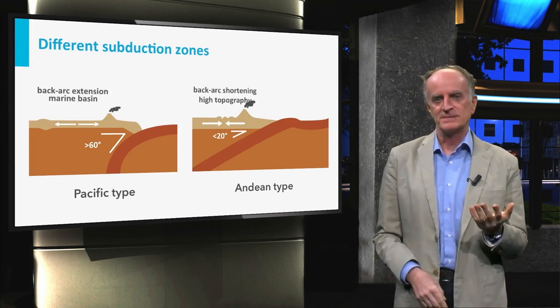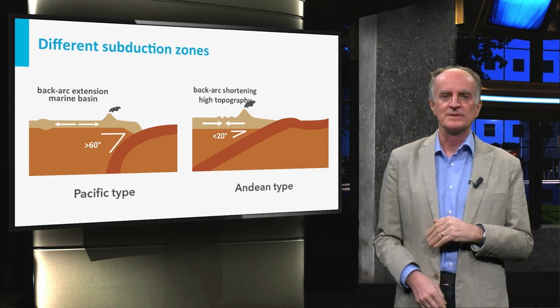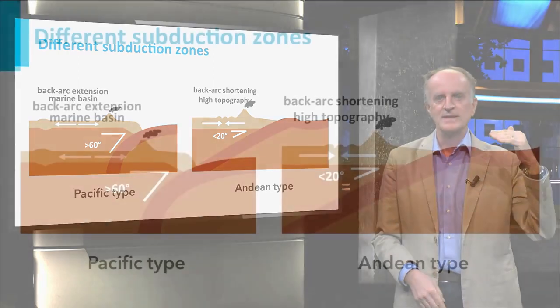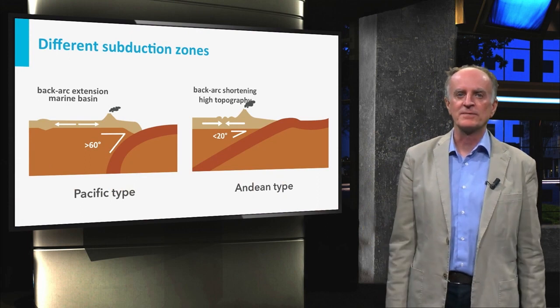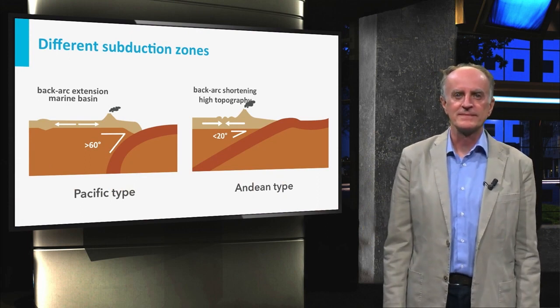A second difference between the two types of subduction zone is observed in the upper plate. The upper plate in Andean type is continuous and above sea level. Upper plate of Pacific type subduction, on the contrary, typically displays a marine basin. This basin is associated with extensional faults.